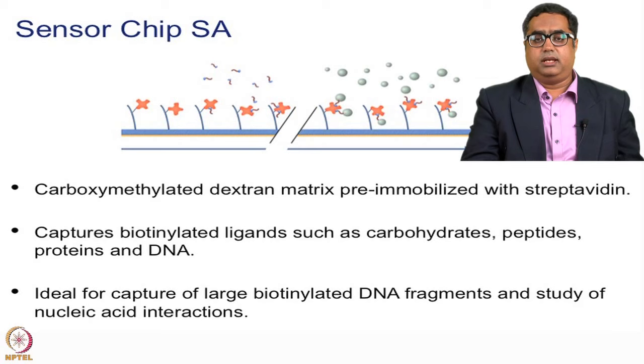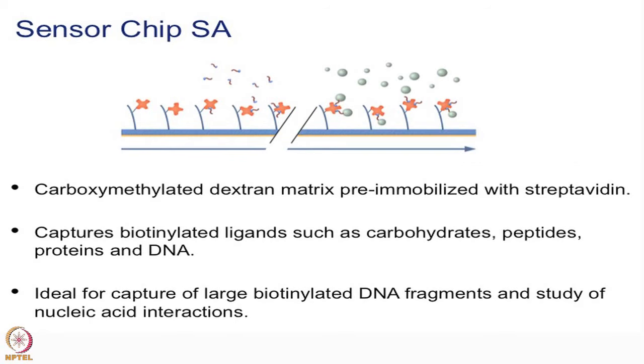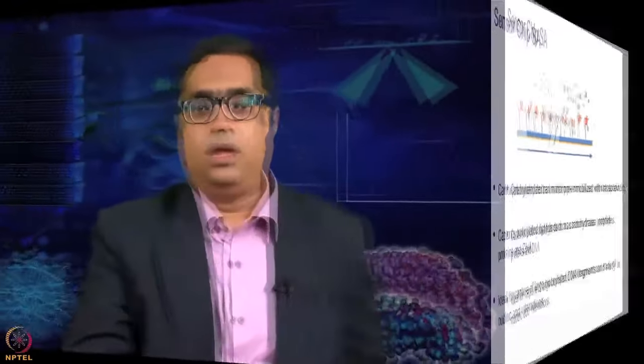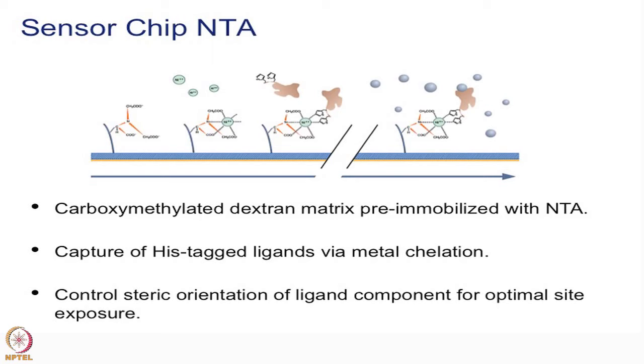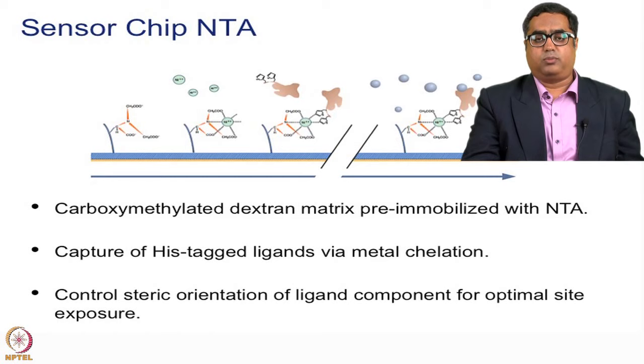So ideally, literature is available for biotinylated DNA fragments, nucleic acid interactions, and other things like peptides that have been immobilized on this surface. Another variety of chip or a different chip surface is NTA. This is a complex molecule that is pre-immobilized on the surface of the chip, and this molecule has an affinity for hexahistidine molecules or tags that are present either at the C-terminal or N-terminal of a protein.